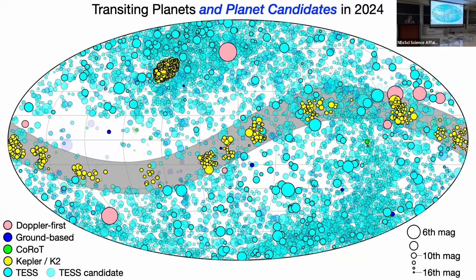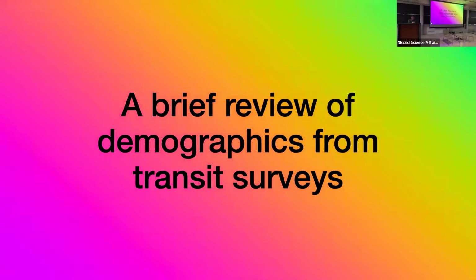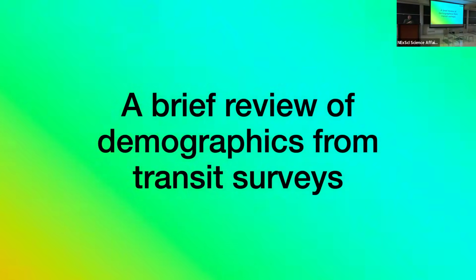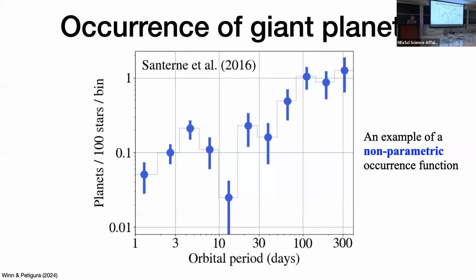Okay. So that's a review of the history of transit surveys. Now let's do a brief review of the results, the demographics from transit surveys. Let's start with giant planets. Giant planets, although they're very well studied, they're easy to study, are actually kind of rare in short period orbits, the ones that show up in transit surveys. Only 5 to 10% of sun-like stars have a giant planet interior to a one-year period.